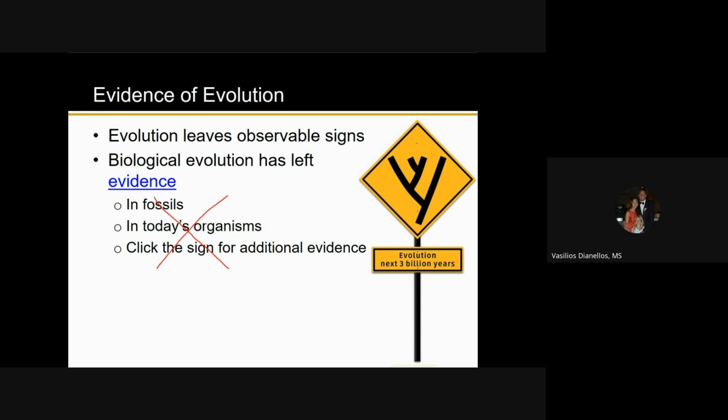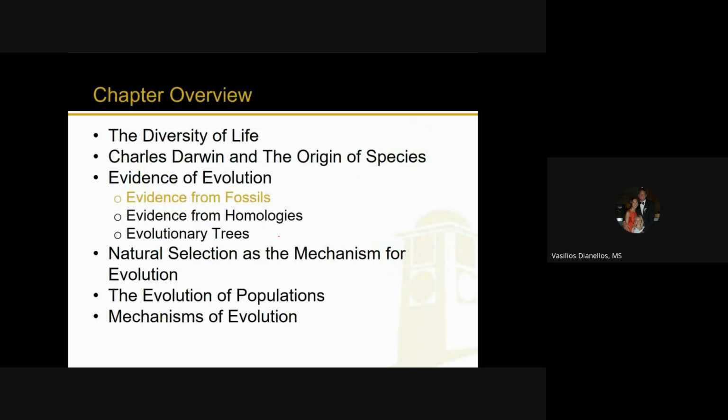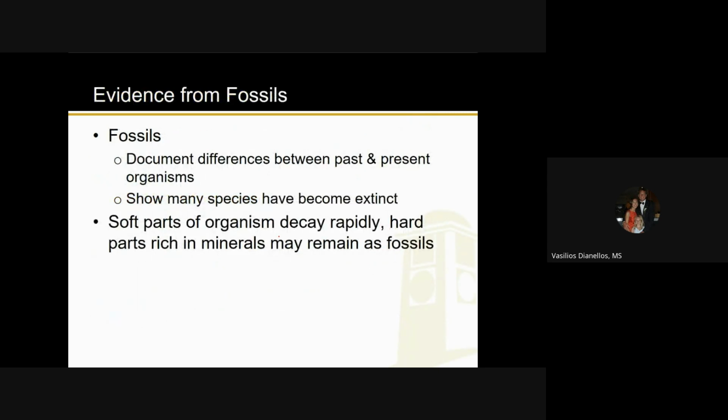Those two things. And then today's organisms will also be subdivided into two things. But again, that won't be a question. So let's talk about evidence from fossils. What are fossils? Fossils document differences between past and present organisms, and they show that species have become extinct.